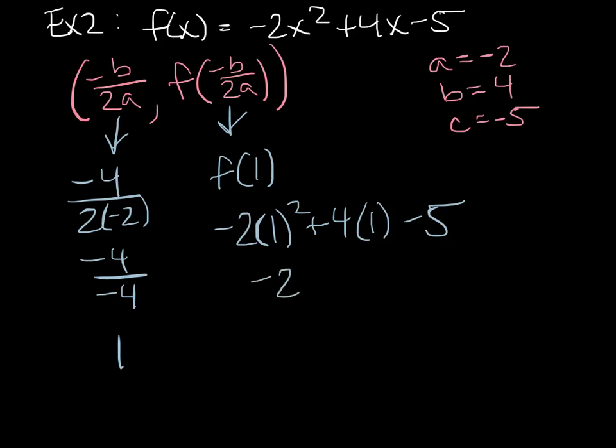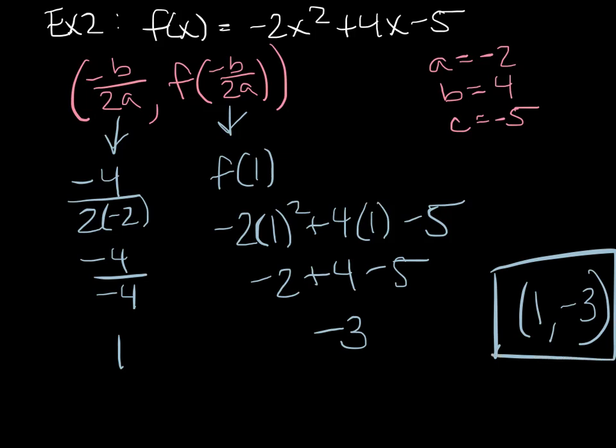So we'll get negative 2 plus 4 minus 5. So we're going to get negative 2 plus 4 is 2. 2 minus 5 is going to give us negative 3. So my vertex is going to be 1, negative 3. Now, is this a minimum or a maximum value? Again, we look at our a. My a value is negative 2. Since it's negative, that means it's going to be flipped upside down, so this has to be my maximum value.